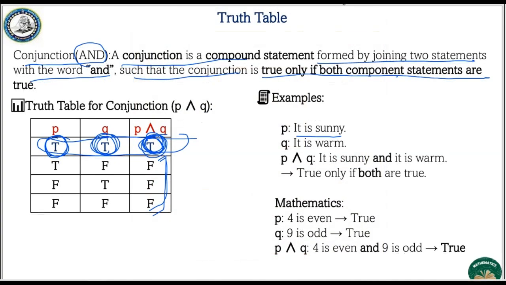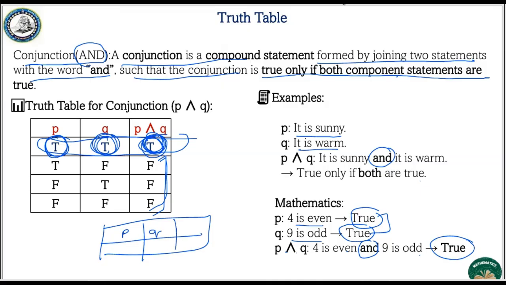P: it is sunny. Q: it is warm. We have to join them by using and. So P and Q will be: it is sunny and it is warm. True only if both are true. Mathematically, P is 4 is even. It is true. Q, 9 is odd. It is also true. P and Q: 4 is even and 9 is odd. If both are T and T, the answer is also T. So, you can write it in the form of a table.